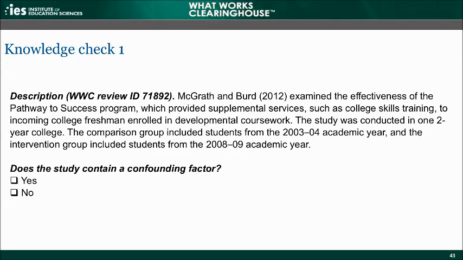And as I stated before, the section of the study where the confound information was identified will be shown to the right of the answer and the explanation in a highlighted box. So let's take a look at this first study where McGrath and Bird in 2012 examined the effectiveness of the Pathway to Success program, which provided supplemental services such as college skills training to incoming college freshmen enrolled in developmental coursework. The study was conducted in one 2-year college.